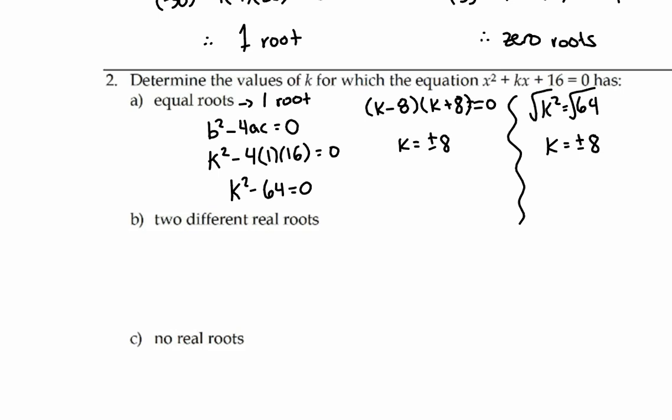Okay, two different real roots. So that's saying b squared minus 4ac is what? Greater than 0. So this is fun. We kind of never covered this before, but let's do it anyways. k squared minus 4 times 1 times 16 is greater than 0, or k squared minus 64 is greater than 0.